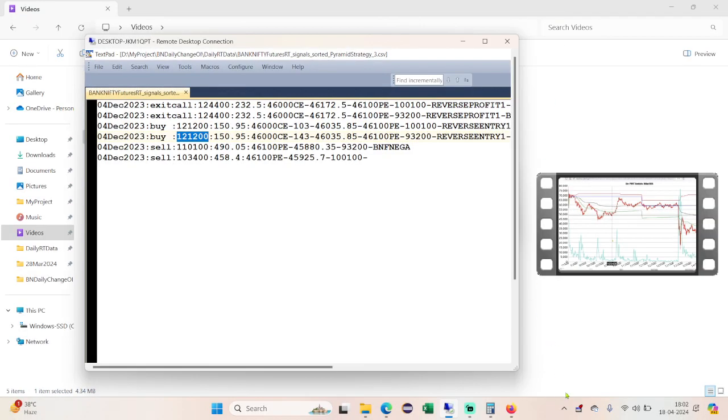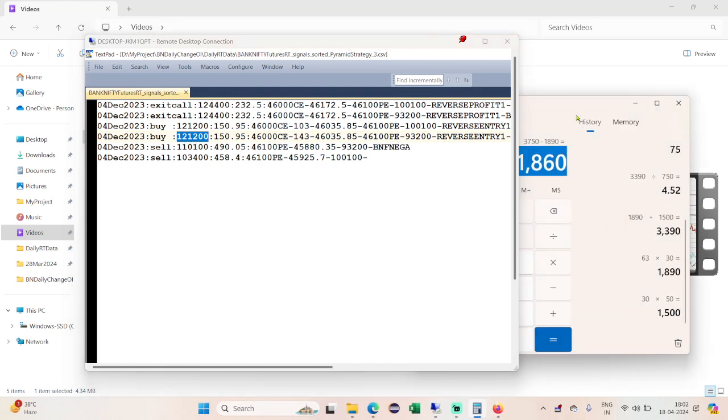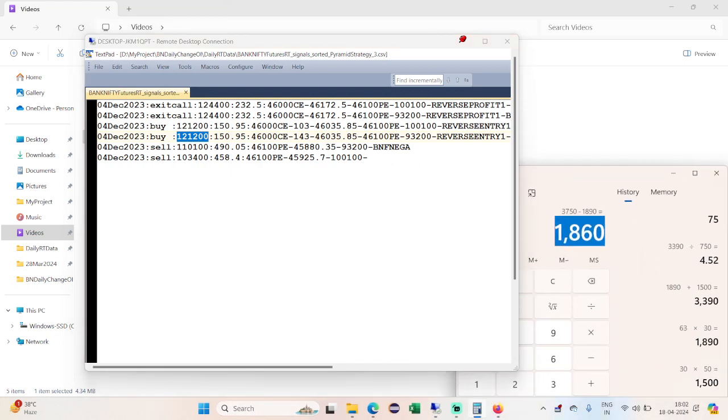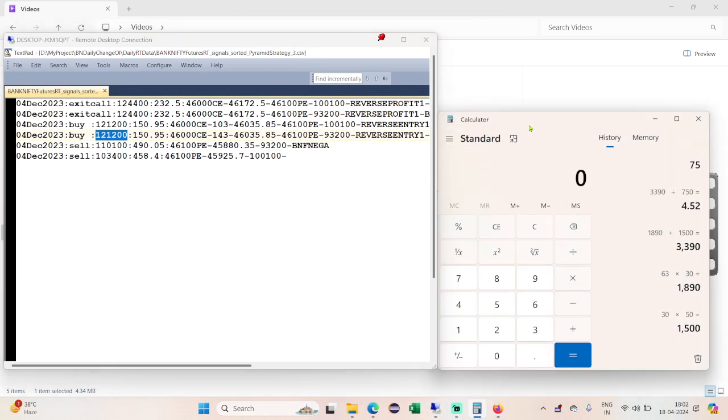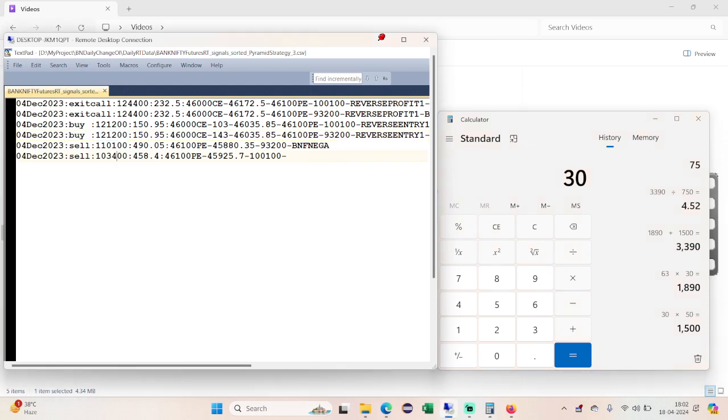Let me put it here. Let me open the calculator. Now let's suppose we started with a lot size of 2, which is 30. 2 into 15 is 30, and entered at 10:34. That is 46,100 P. And the entry open chart is 10:01.